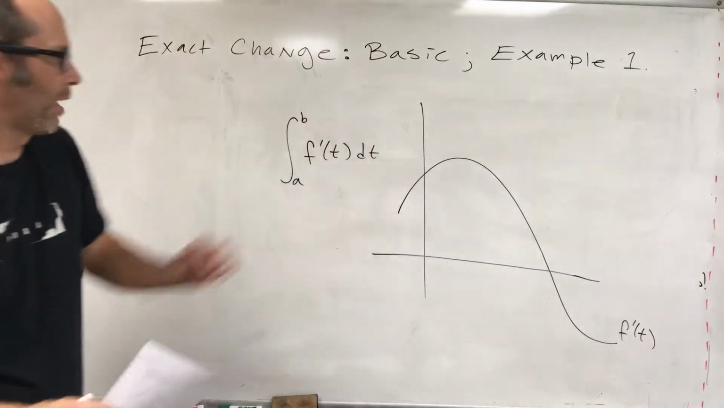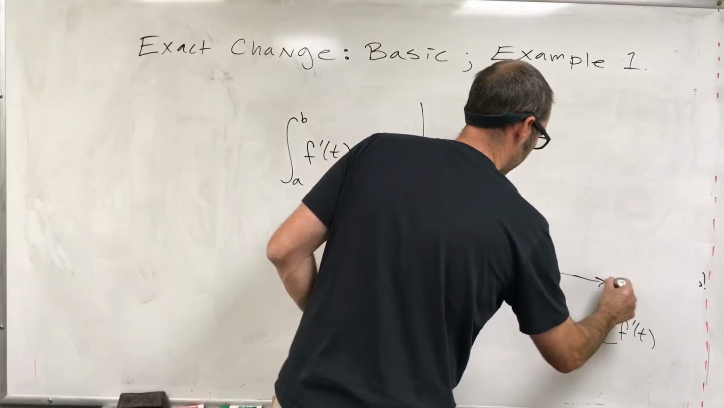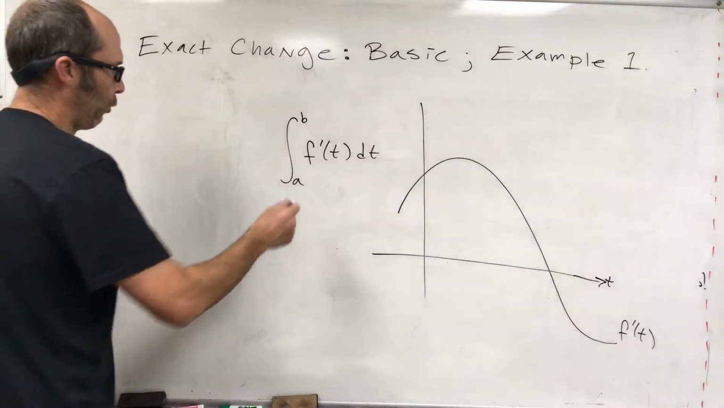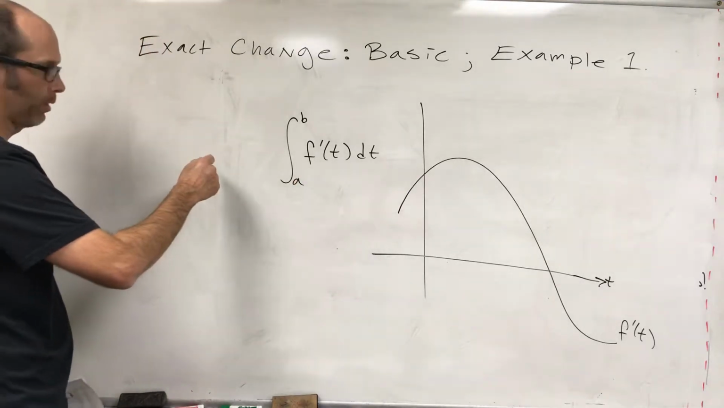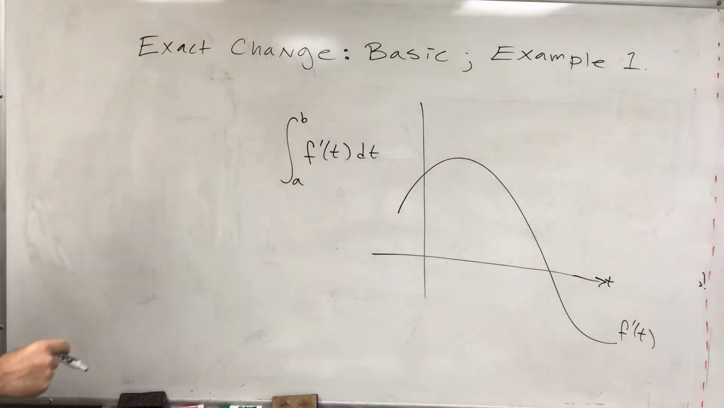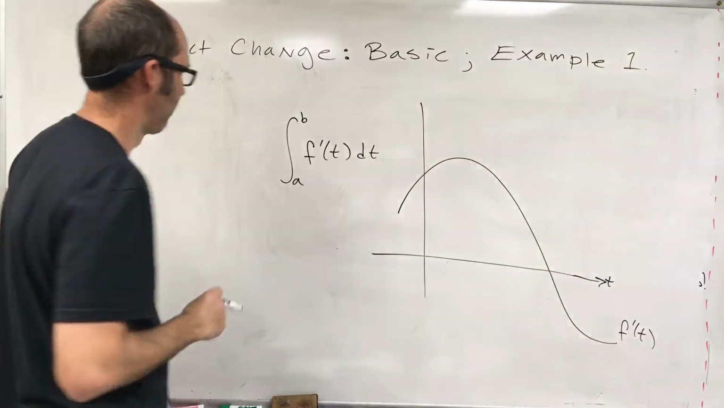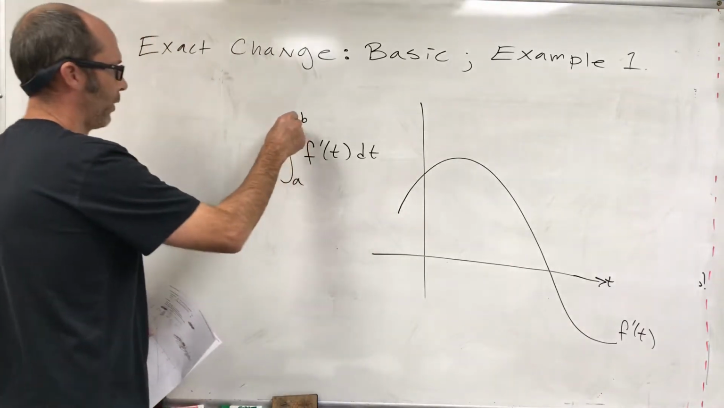Okay, so let's say that's the graph of f prime of t. Okay, so if we want to find the total change, we can compute this thing. Like I said, the area. Okay, right. So first of all, what's this?